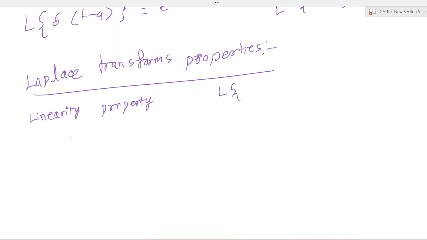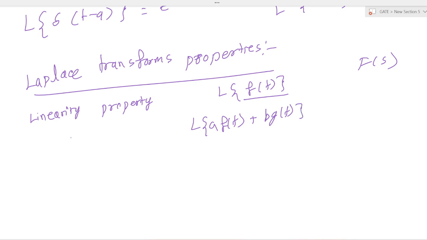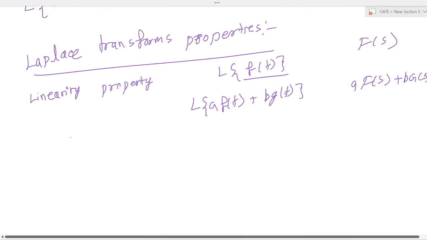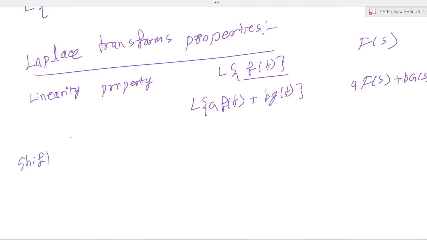It is L{f(t)} = F(s). So this is the linearity property: L{a f(t) + b g(t)} = a F(s) + b G(s). Next, the shifting property.